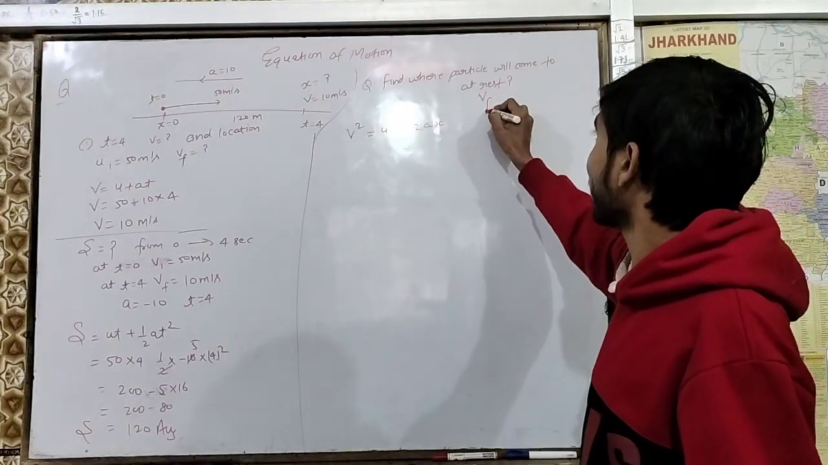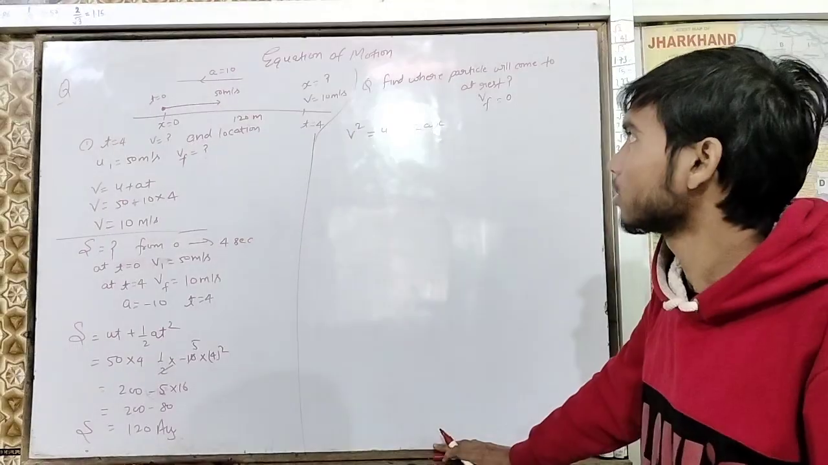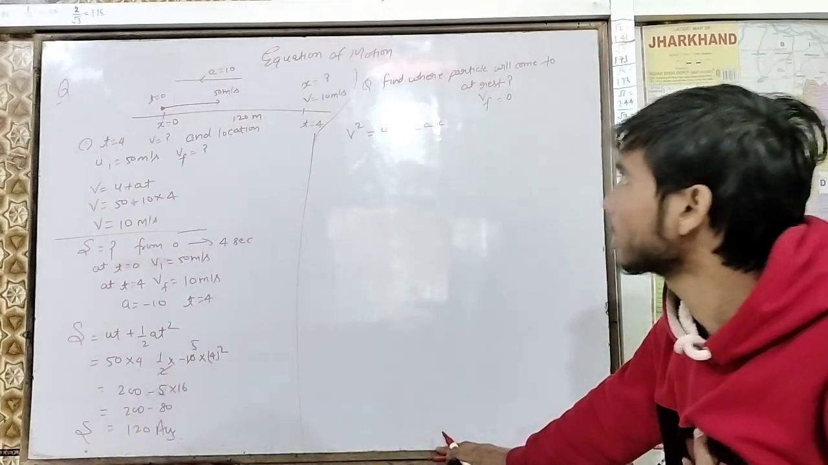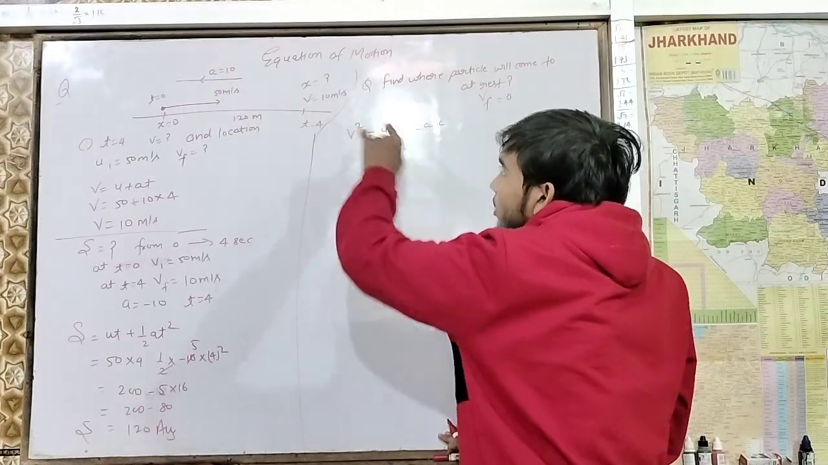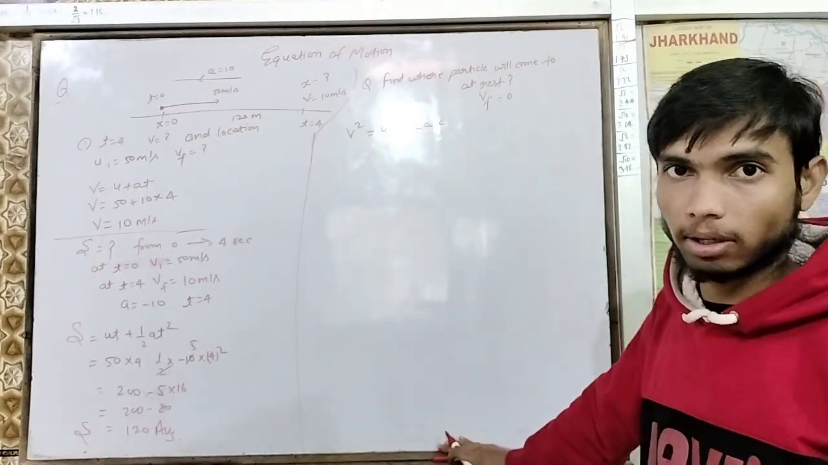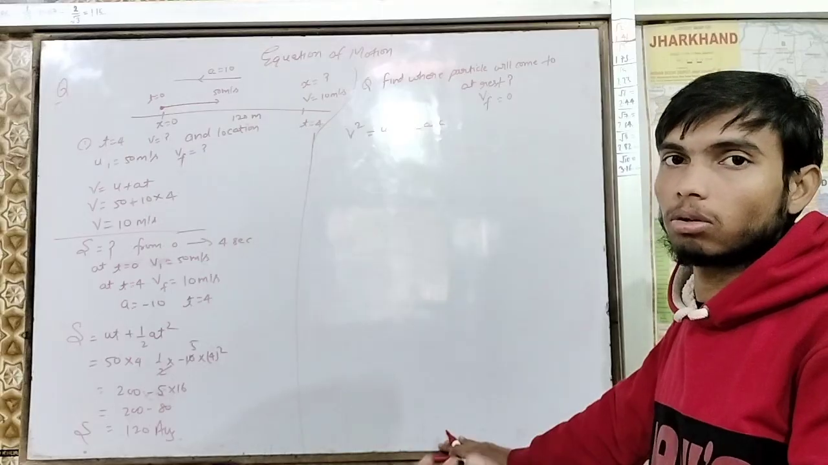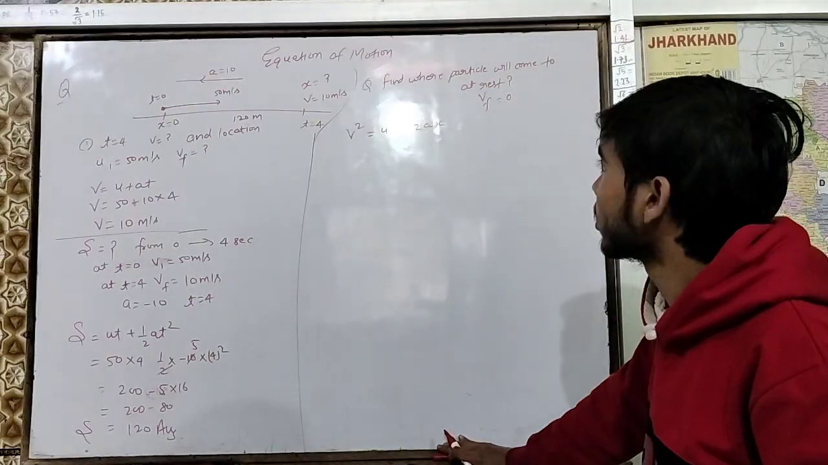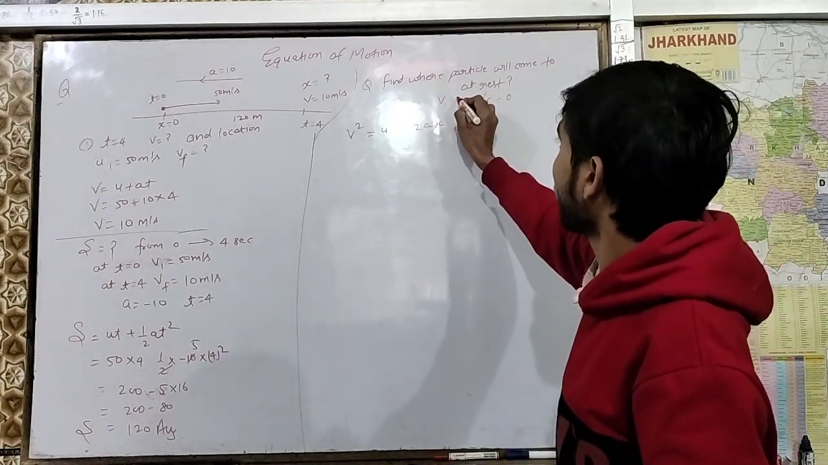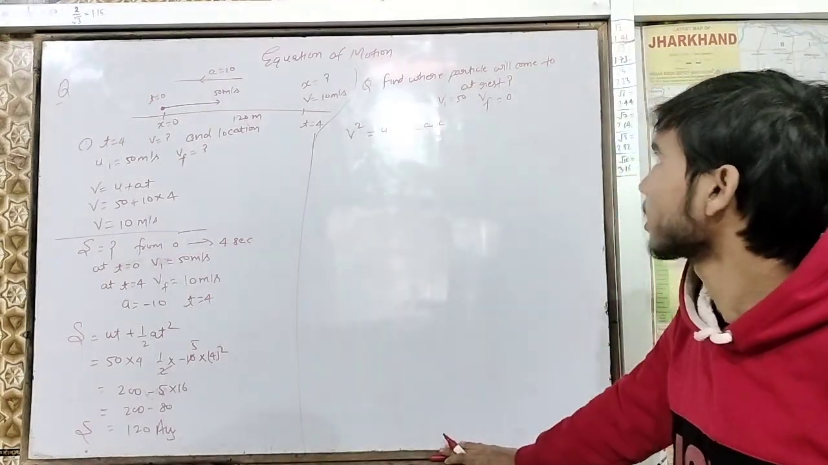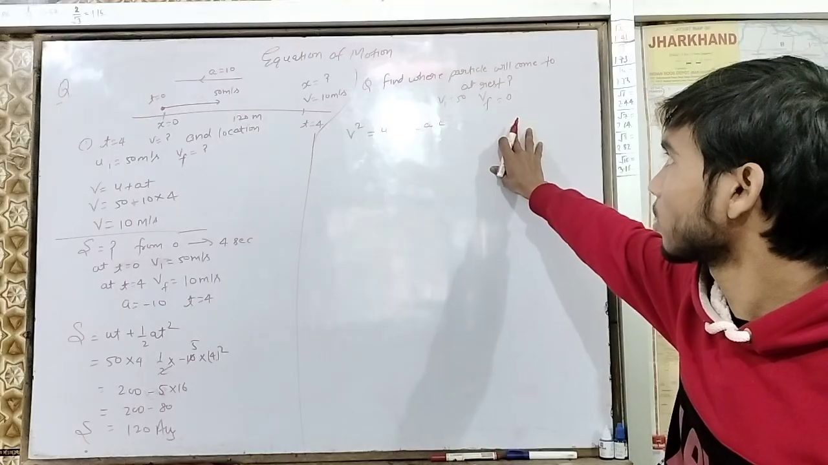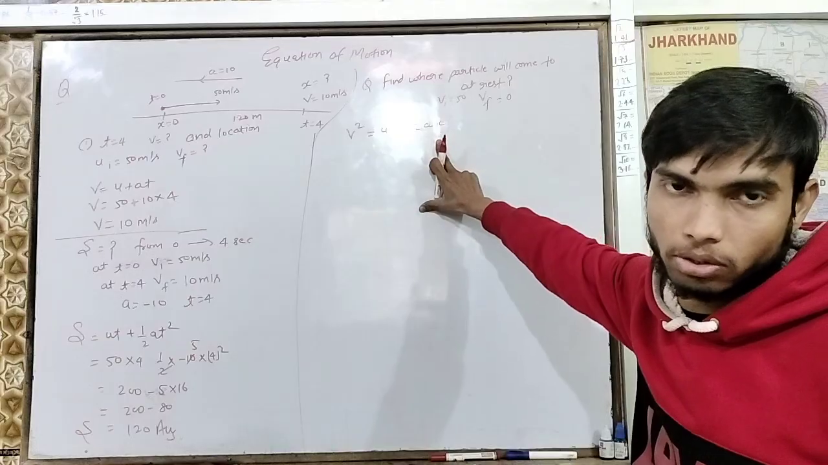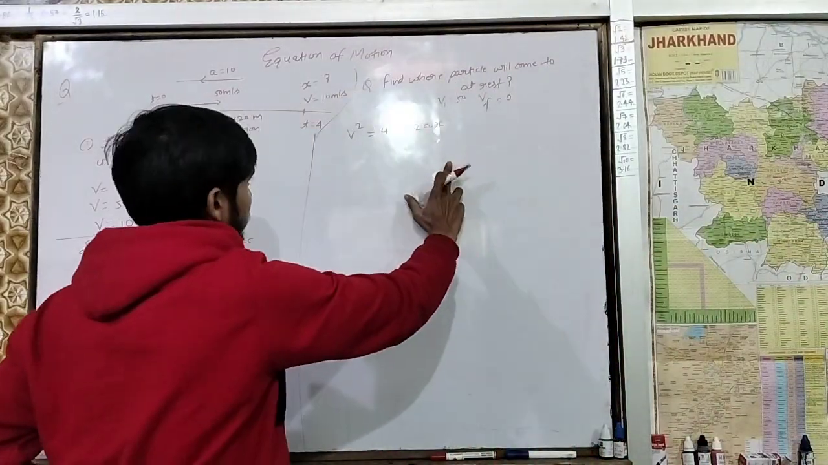Means final velocity is going to be zero. This is not the final velocity; here velocity is 10 meter per second. It will cover more distance to come to rest. Initial velocity is 50. Final is 0. U is given, A is also given. We will get X, which is the location of that person.